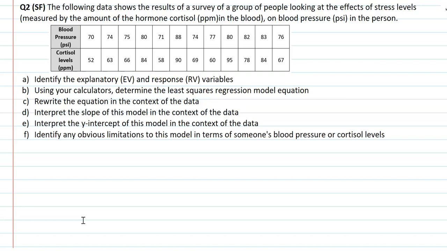They want us to identify the explanatory and response variables. Using your calculators, determine the least squares regression model equation. Rewrite the equation in the context of the data. Interpret the slope and Y-intercept, and then identify any obvious limitations to the model in terms of blood pressure or cortisol levels. Have a go at the question. So press pause and we'll check in with how you went.